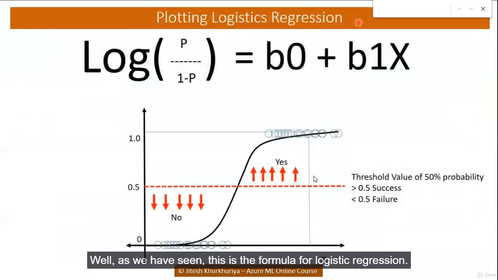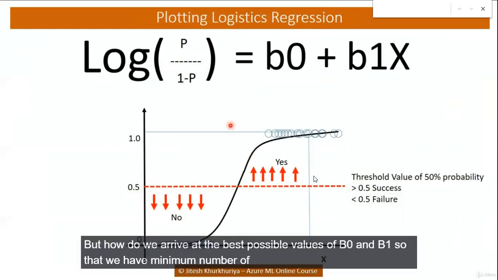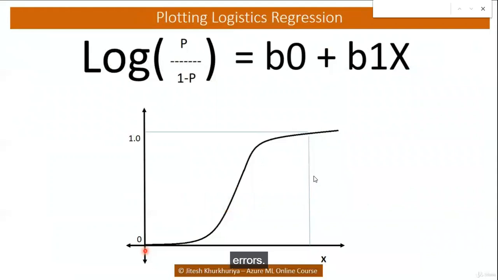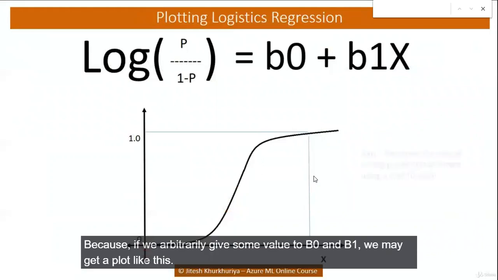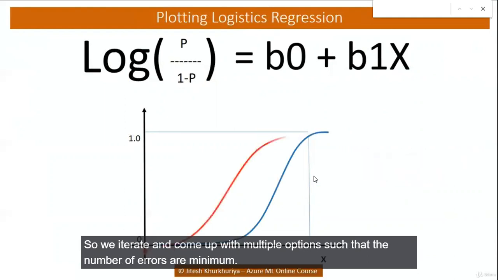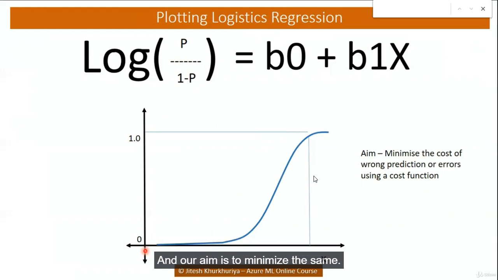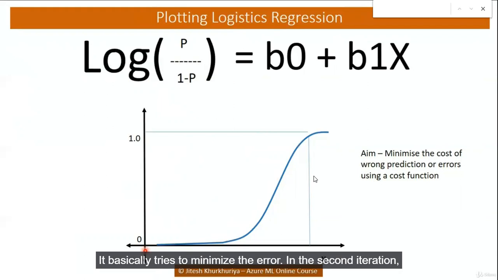Well, as we have seen, this is the formula for logistic regression, and we say that all the values above 50% probability are positive and below that are negative. But how do we arrive at the best possible values of B0 and B1 so that we have minimum number of errors? Because if we arbitrarily give some value to B0 and B1, we may get a plot like this. So we iterate and come up with multiple options such that the number of errors are minimum. We may assign a cost function which essentially comes up with some sort of a cost, and our aim is to minimize the same. All right. It basically tries to minimize the error.